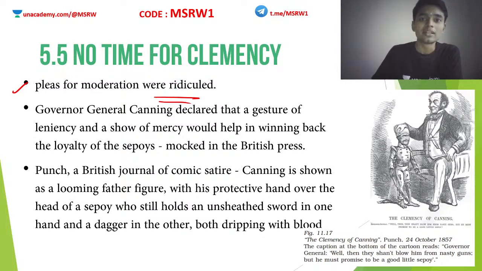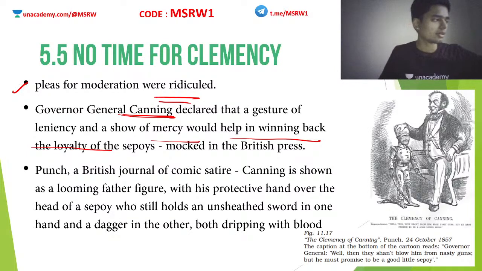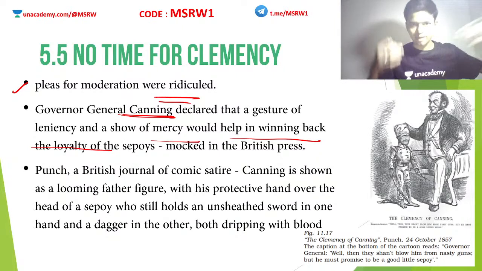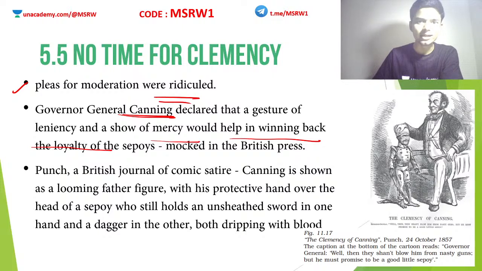For example, the Governor General of Britain at that time, Lord Canning, okay, he declared that a gesture of leniency and a show of mercy would help in winning back the loyalties of the Sepoys. Okay, he said that we have to show some kind of leniency and some kind of mercy so that you can win back the loyalty of Indian Sepoys. When he said that, people began to mock him. Okay, the British press actually took it on him.